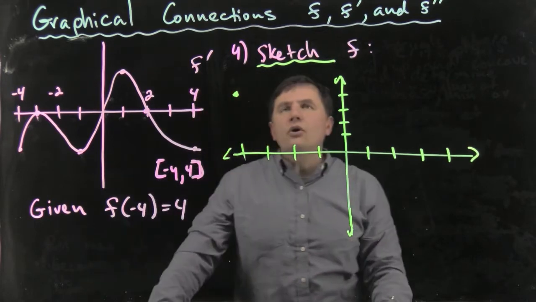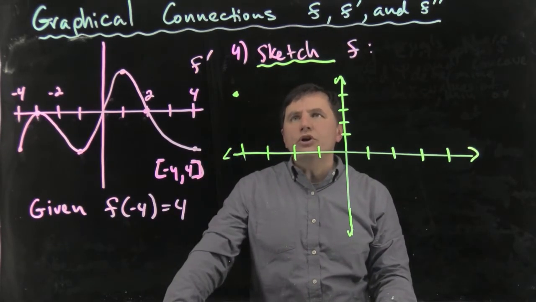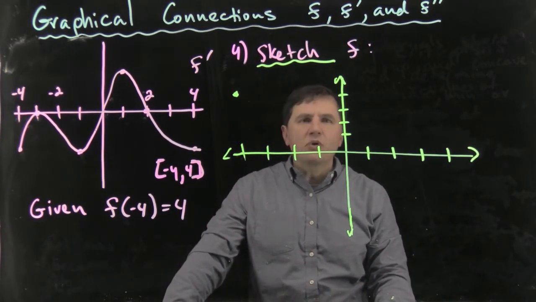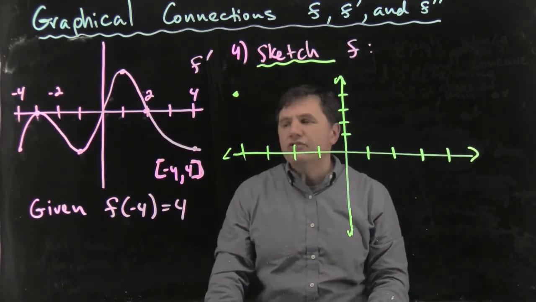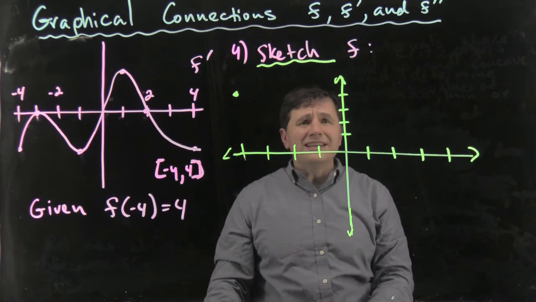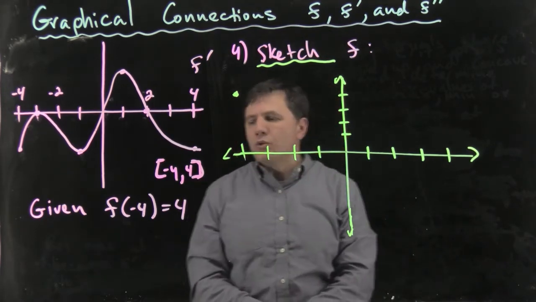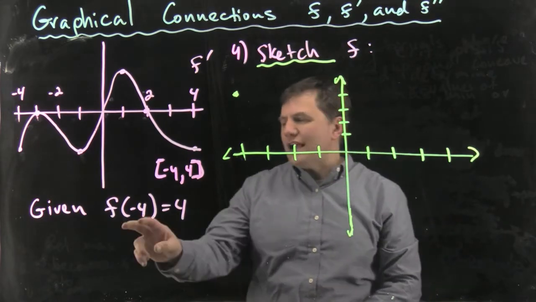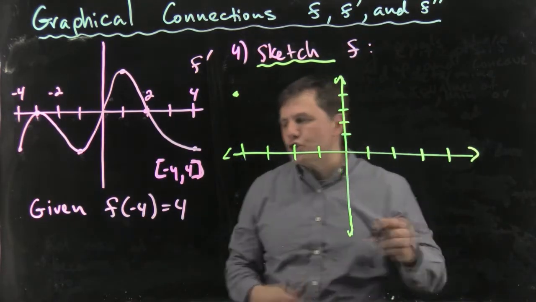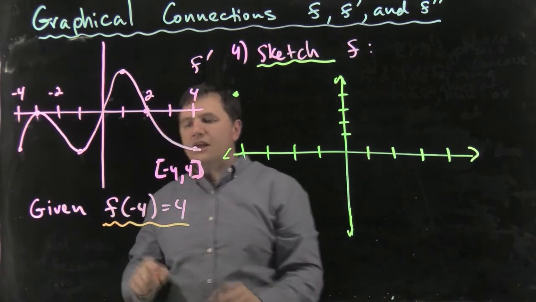All right, so for question 4, what we're going to do is sketch F, excuse me, we're going to sketch F using F prime. The key word here is sketch. We're interested in the general shape here. We really do not need this to be all that accurate. There's actually only one value I know for sure, and that's F of -4 is equal to 4.